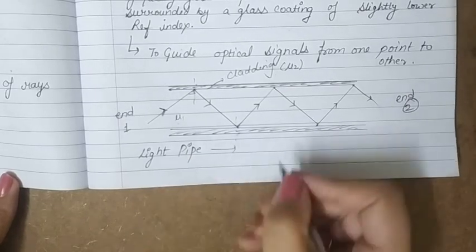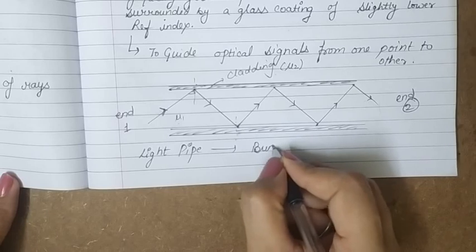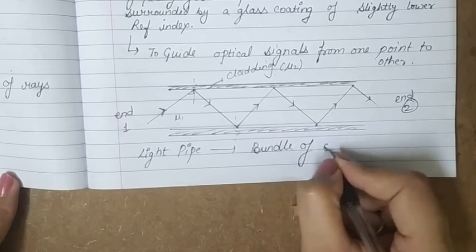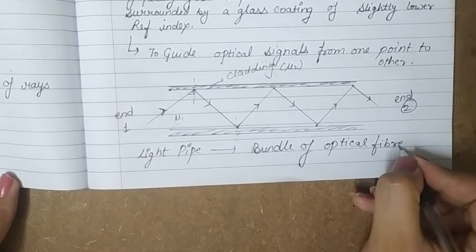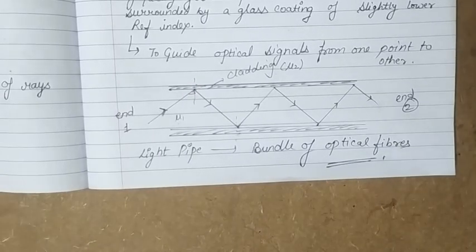Light pipe is the bundle of optical fibers, right? So the bundle of optical fibers is called a light pipe, and it works on the principle of TIR.